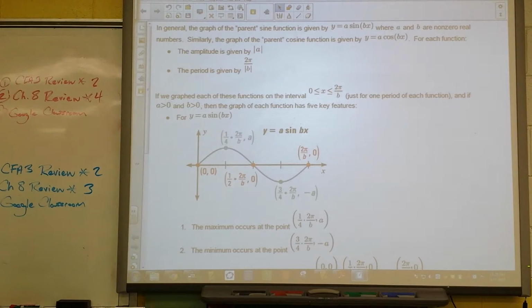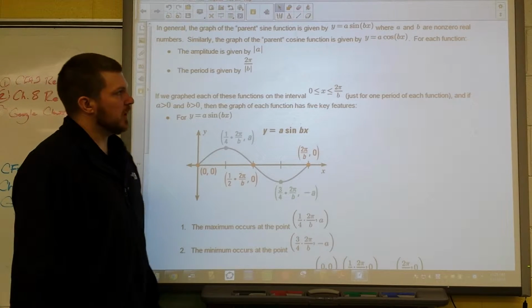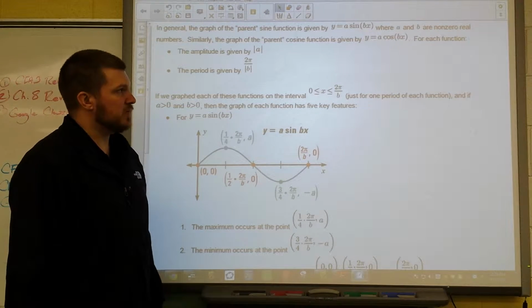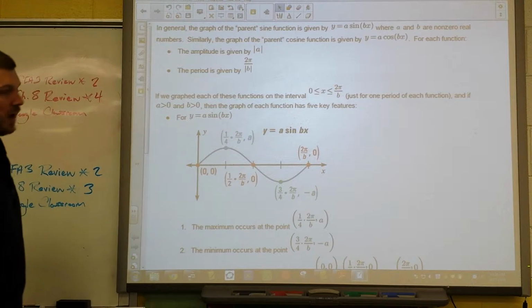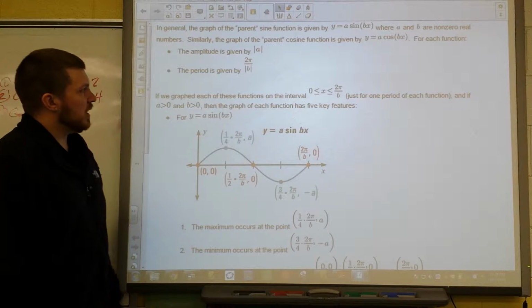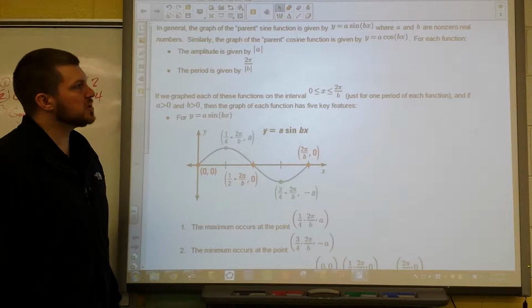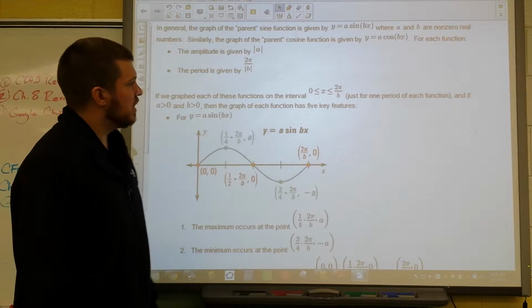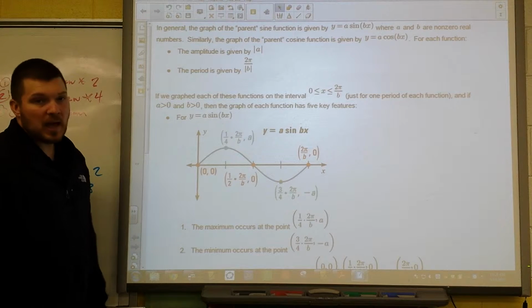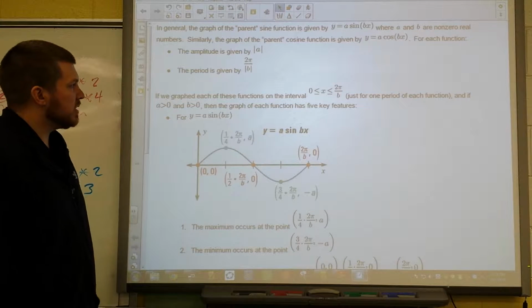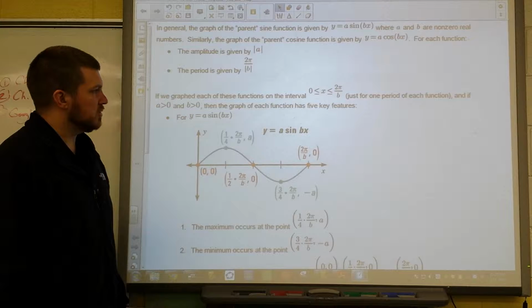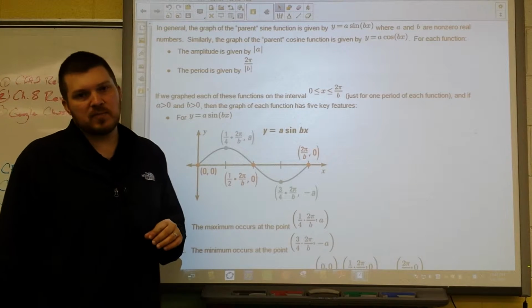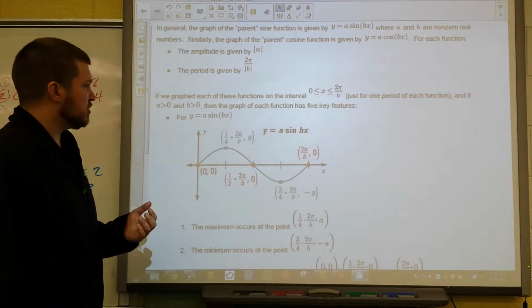So in general, the graph of the parent sine function is given by y equals a times the sine of bx, where a and b are non-zero real numbers. And likewise, the graph of the parent cosine function is given by y equals a times the cosine of bx. For each function, the amplitude is given by the absolute value of a, and the period is given by 2 pi divided by the absolute value of b. So if we know what numbers a and b are, we can find the amplitude and period of each graph.